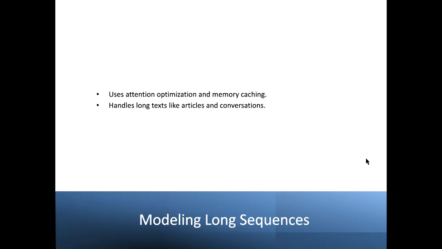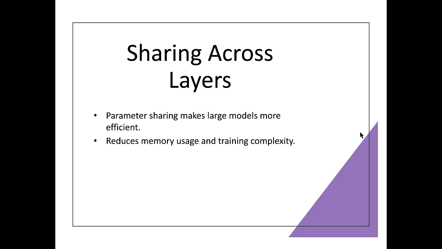So we use attention optimization and memory caching for modeling long sequences. This handles long text like articles and conversations. And what is reading long text? LLMs have a limit. They can only see a certain number of words at once. So what happens when the text is long? We use clever techniques like chunking, memory caching, and sharing parts of the model.